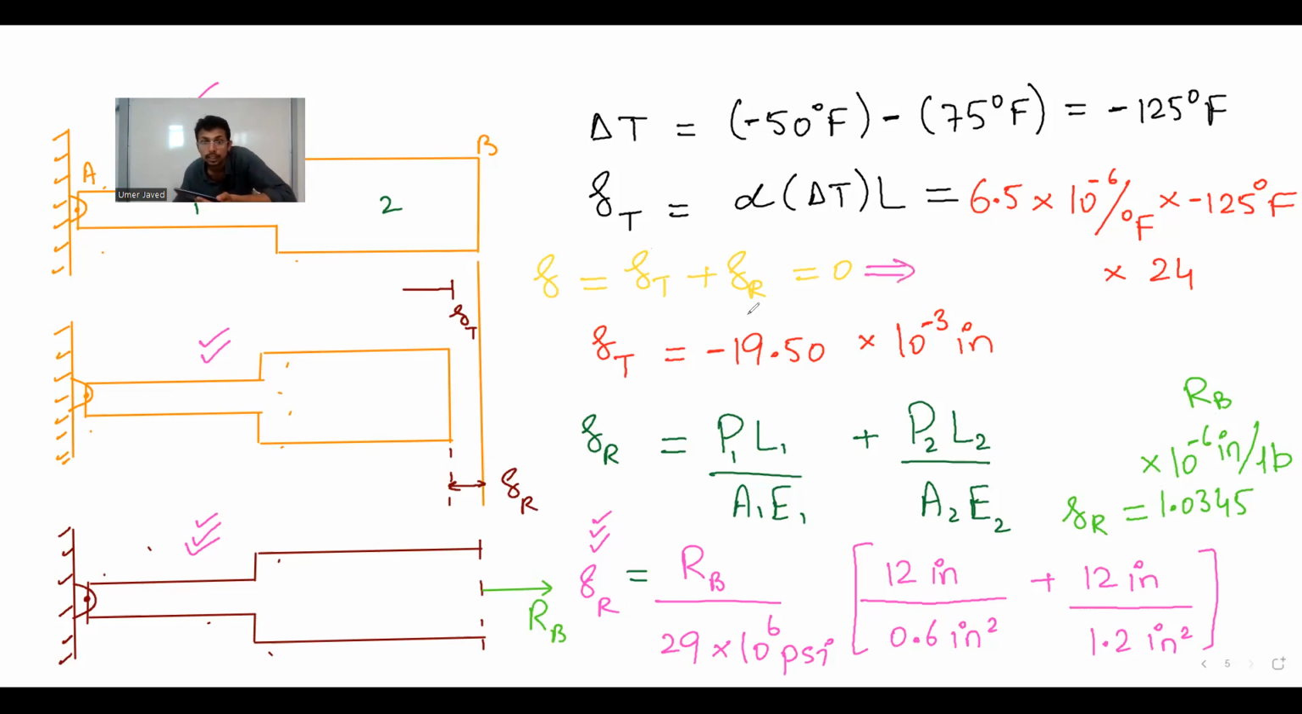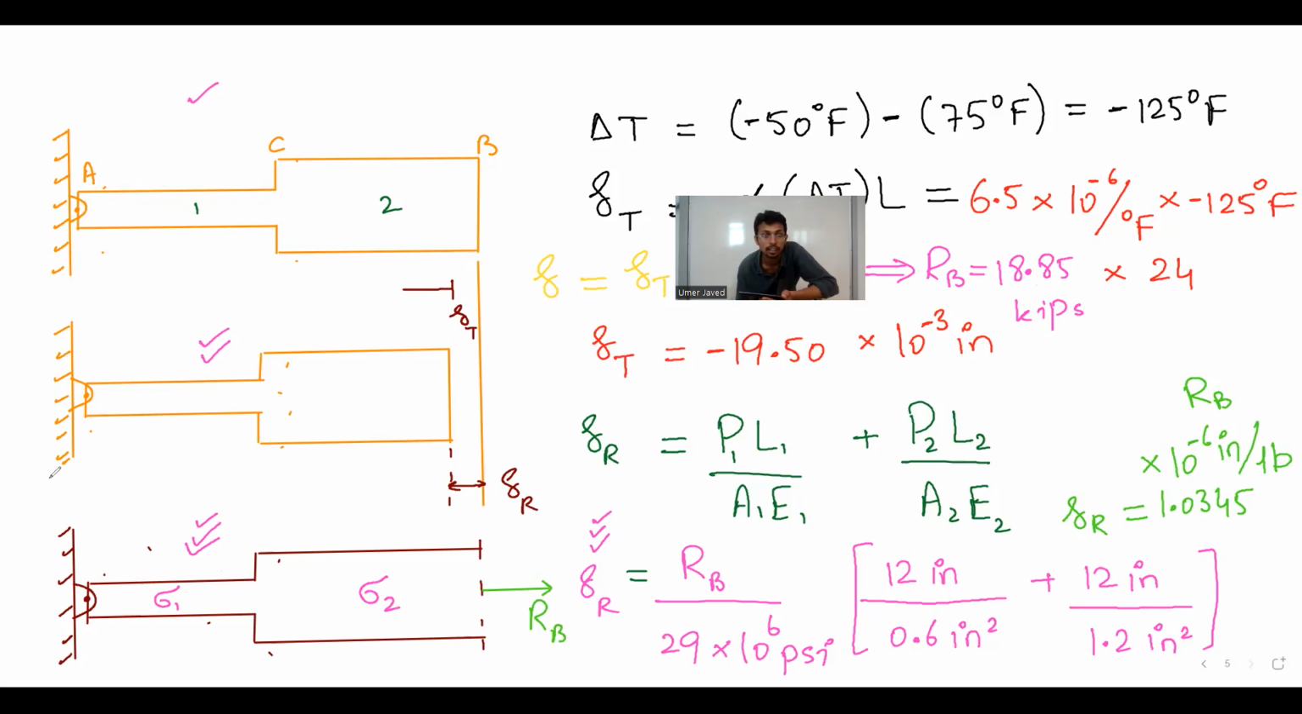This plus, do we have delta T? I think we have. So RB comes out to be 18.85 kilopounds, KIPS. Last but not least, we have a lot of students who are asking me, what are the stresses in both the sections? What is the stress in this section? And what is the stress in this section?